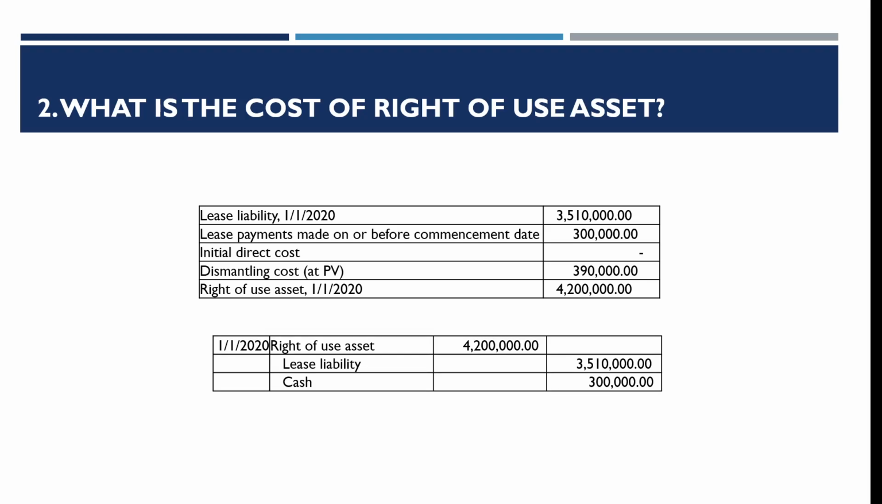Next, credit, cash. Ano yung 300,000 ulit, sir? Yan yung mga lease payments na ginawa nyo on or before commencement date. Ngayon nyo lang siya ni-recognize. Okay? Sa tingin nyo, sino pa ang kulang? That is the dismantling cost. Diba, sir, i-credit na lang natin sa cash. Answer? Hindi. Wala namang nilabas na cash pagdating sa dismantling cost eh. In-estimate pa lang natin yan.